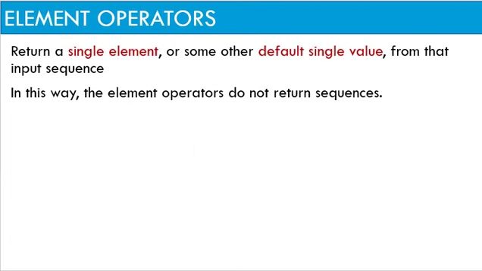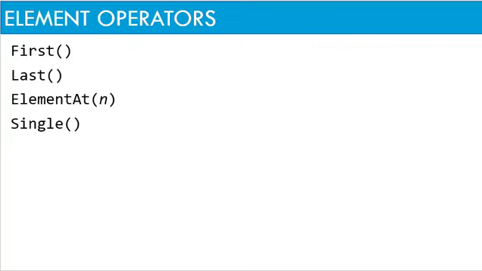Element operators. The element operators take an input sequence and return a single element or some other default single value from the input sequence. In this way, the element operators do not return sequences. Here is a list of element operators which return only a single element from an input sequence. The first operator returns the first element, the last operator returns the last element in the sequence, and the element at operator returns an element at a specified position in the sequence. The single operator assumes that there is only one element in the sequence and it returns it.